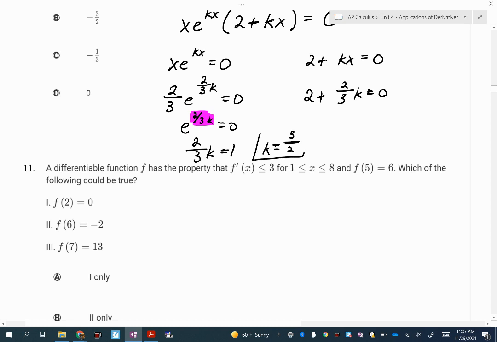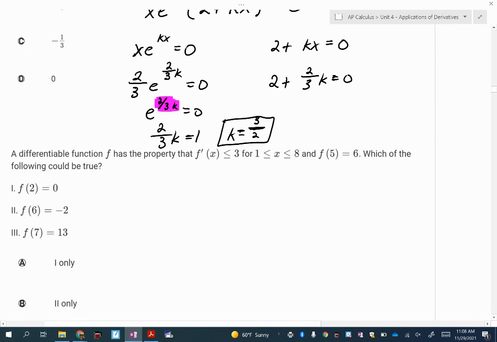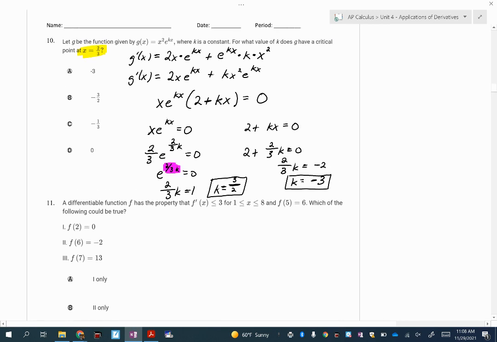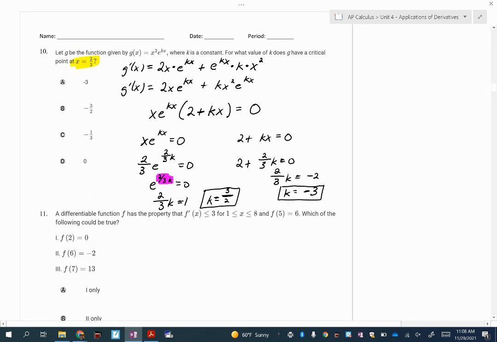All right, so that's one of my answers. Let's try the other one. Moving the 2 over here, I get -2, and multiplying by the reciprocal of 3/2, I get -3. So those are my two answer choices. Unfortunately, I have to only pick one. All right, and the only one that's here that corresponds to what I have is k equals -3, or answer choice A. So positive 3/2 would work, but I don't see it. That's why I picked A. All right, let's go to 11.